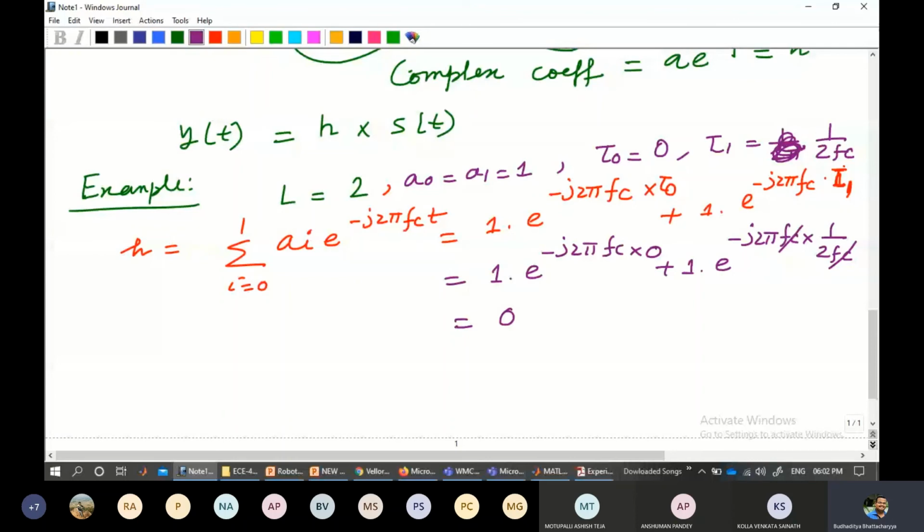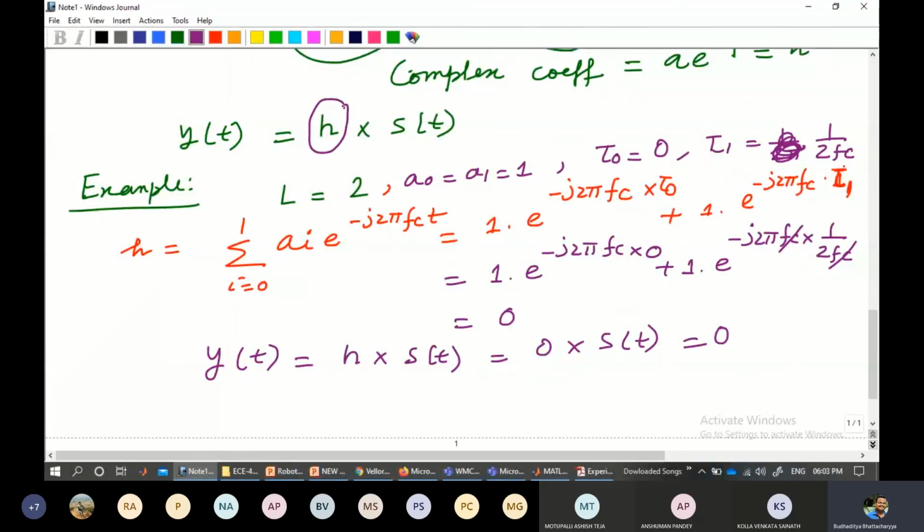If L equals 2 and the two amplitudes are unity, in this case 1 and 1, then depending on the delay, the contribution of the channel is basically 0. That is, it is attenuating everything. So if I do y(t) equal to h multiplied by s(t), whatever you transmit, because h is 0, your output is basically 0. The bottom line is that based on what this complex channel characterization is, your output will vary.